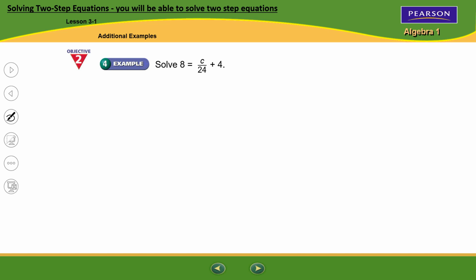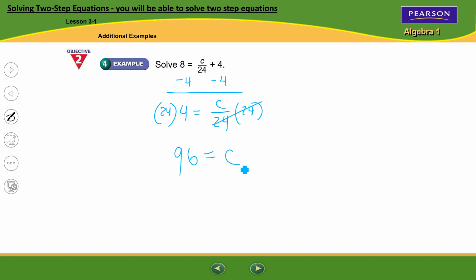I see C being divided by 24. I also see it being added by 4. So I'm going to get rid of the plus 4 first by subtracting. I've got 4 equals C divided by 24. I now see C being divided by 24. The opposite of division is multiplication by that same number. So I've got these two 24s canceling out, becoming 1. And I've got 24 times 4, which, if my brain is still working, is 96.